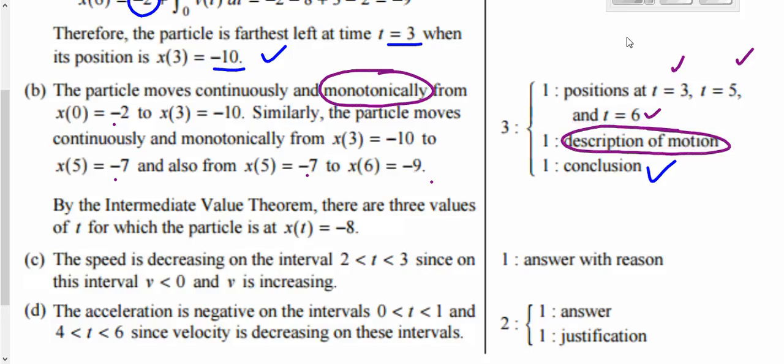Okay. So just go to the next video if you're looking for parts C and D of this problem. We'll go ahead and do those.